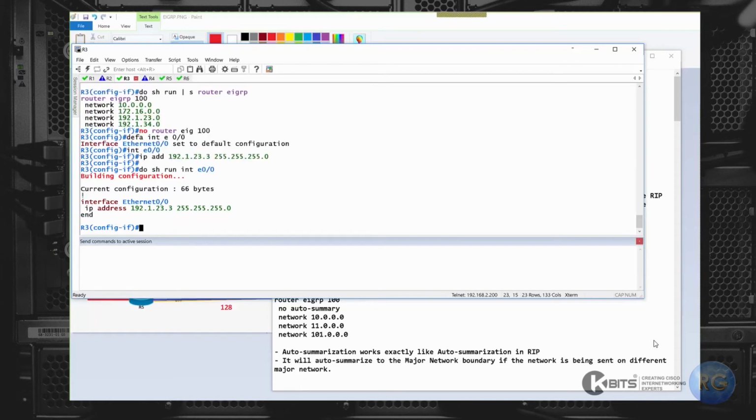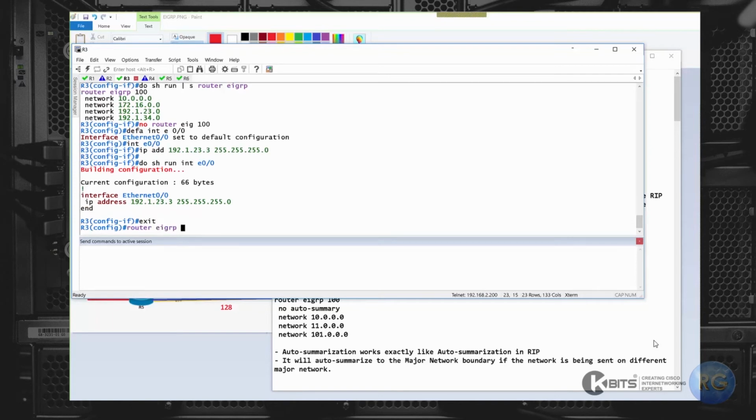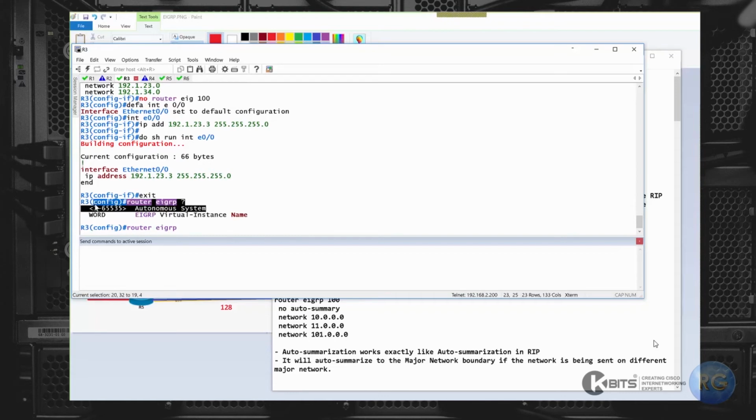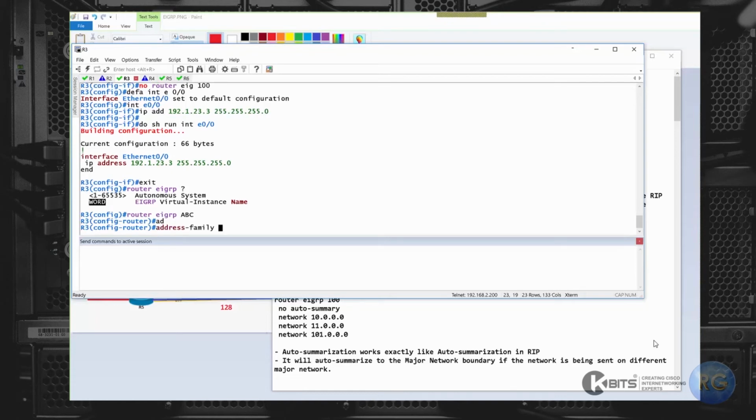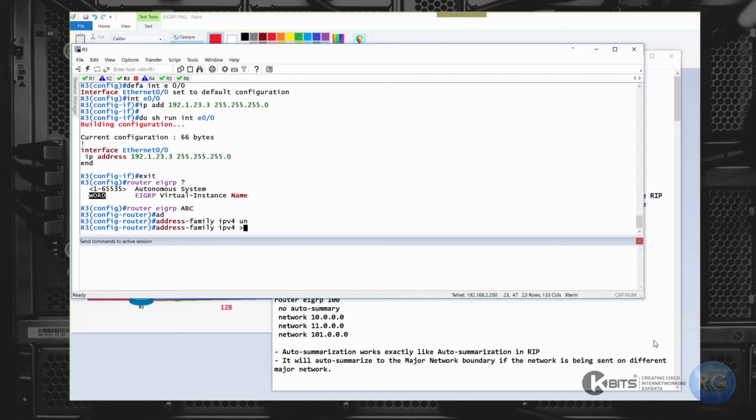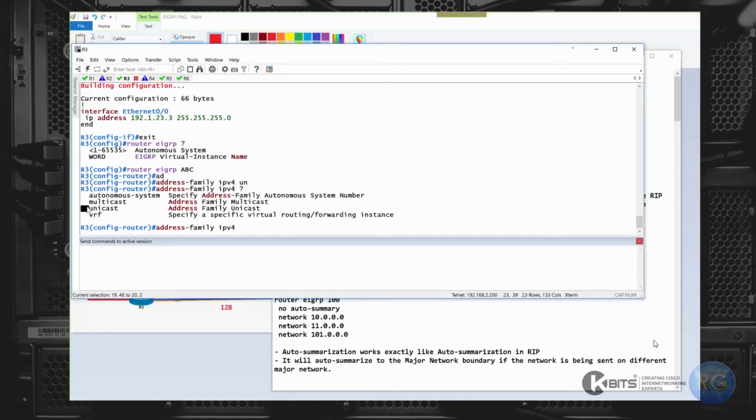Now I want to do it as a named mode. How would I do it? Router EIGRP, and you do a question mark. You have the ability to do it based on the AS number or a word. This is the named mode. Let's call it ABC, just a simple name. Now, once I go inside my ABC, the first thing I need to do is define the address family I'm running it for and the autonomous system. So I'm going to say address-family ipv4 unicast. Multicast is the future. You can also do multicasting over here. You can do VRFs. Everything is available over here. Just doing unicast for right now.